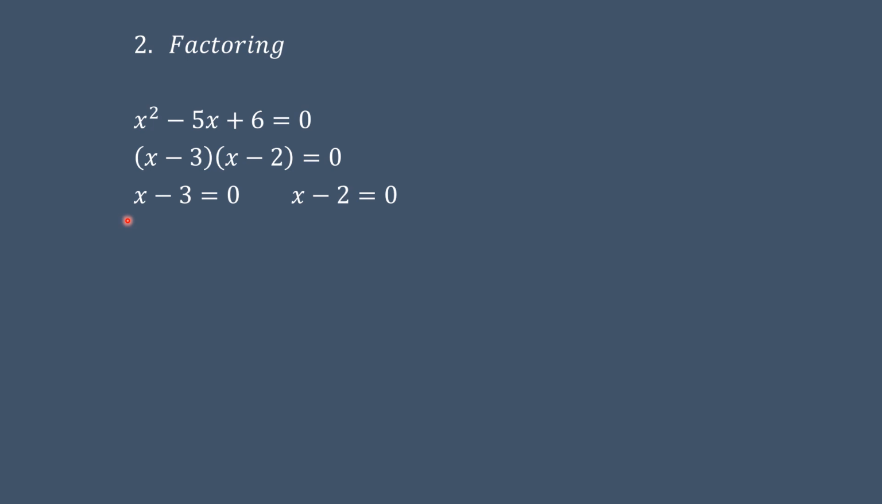So we will use the zero product property. x minus 3 equals 0, and the other one is x minus 2 equals 0. So we will transpose negative 3 to the right, so x becomes positive 3. And we will transpose negative 2 to the right, so x equals positive 2.